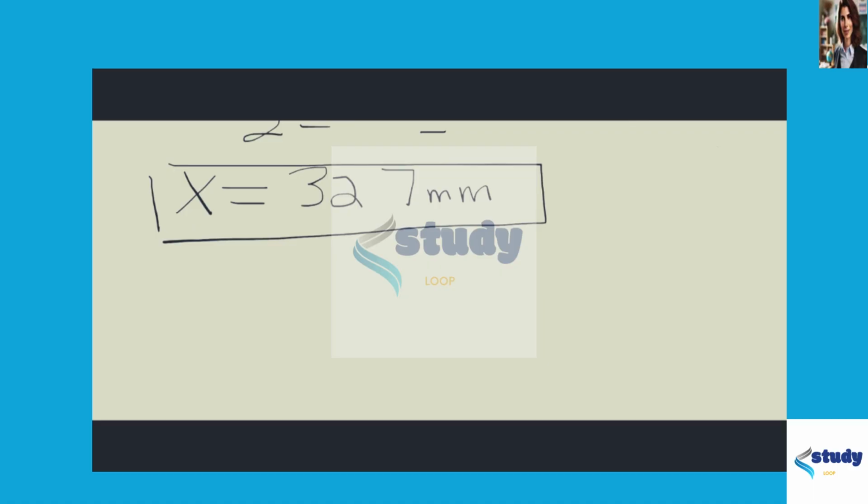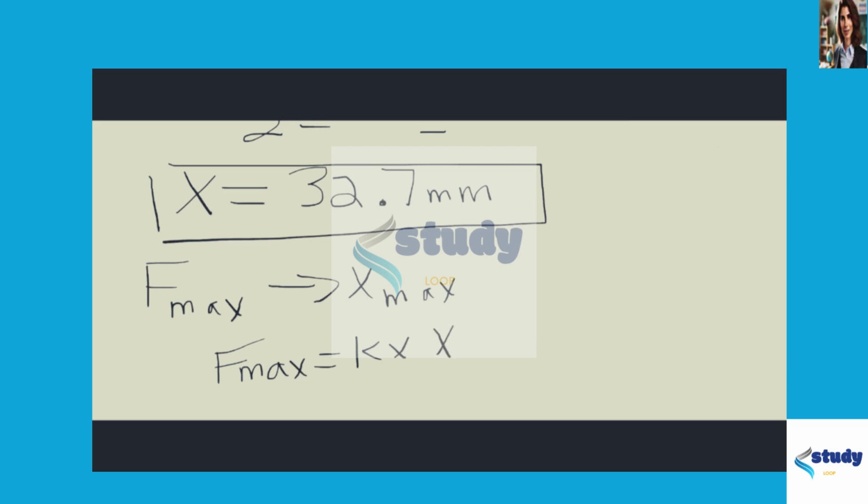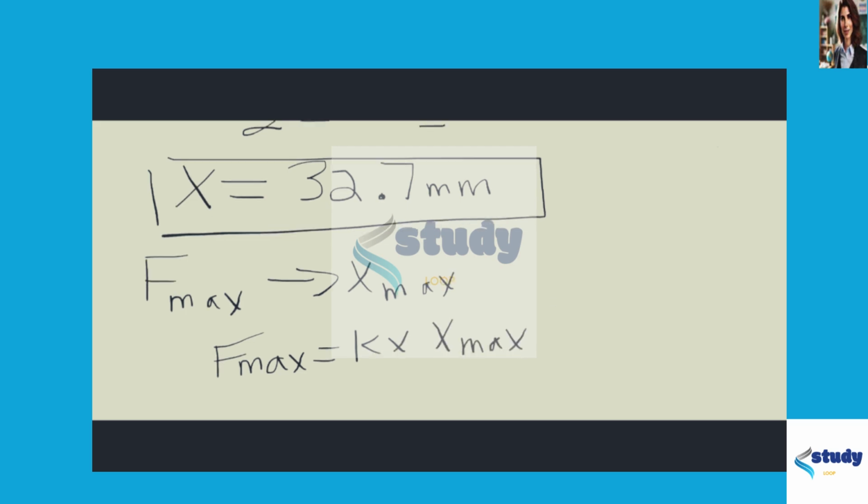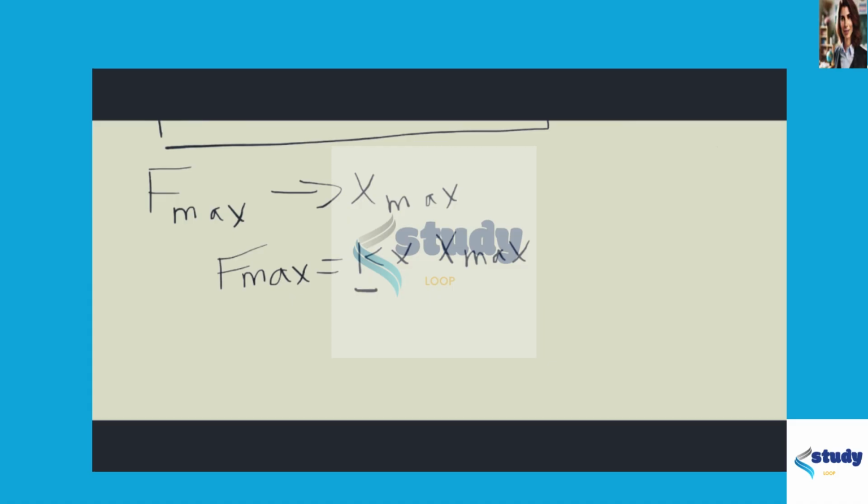Now we're also asked to solve for what is the maximum force applied by that spring. So we know that F max, just due to Hooke's law, occurs at x max, which we have just solved for, right? Because we know that F max is equal to k times x max. Now remember, we know what k is, 3 kilonewtons per meter. We just solve for x max, and this gives us a maximum force of 98.1 newtons.